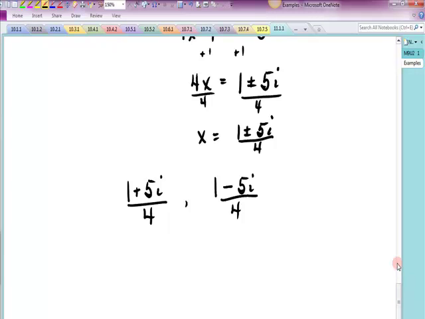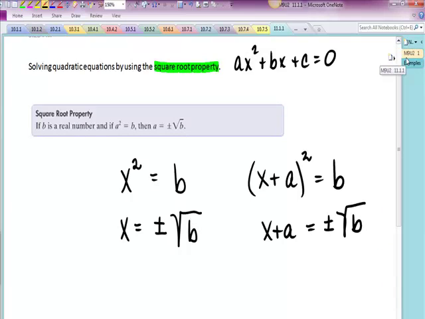All right, that was our second method for solving quadratics. We have factoring, and now we have the square root property. Try a few of those on your own.